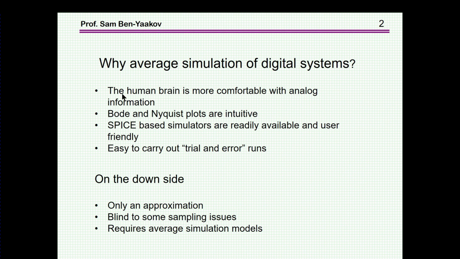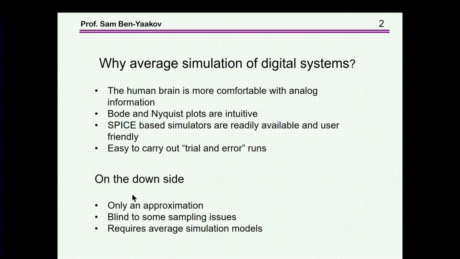Now, why would we like to simulate a digital system by average simulation? Well, there are a number of reasons for that. It seems that the human brain is more comfortable with analog information rather than with a discrete representation of a system. Bode and Nyquist plots are very intuitive, very easy to comprehend. We have SPICE-based simulators which are readily available and very user-friendly. And using SPICE simulation, we can very easily do trial and error runs to optimize and tune a system.